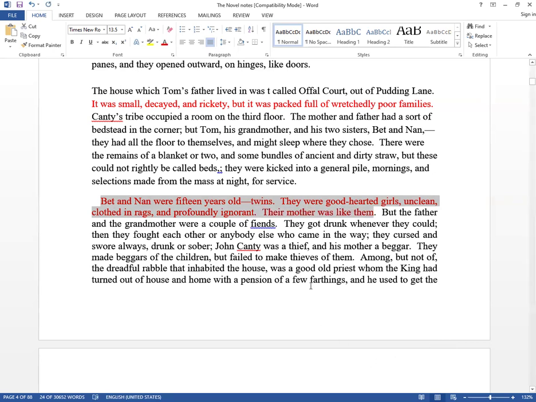Beth and Nan were 15 years old twins. They were good-hearted girls, unclean, clothed in rags, and profoundly ignorant. Go on writing.